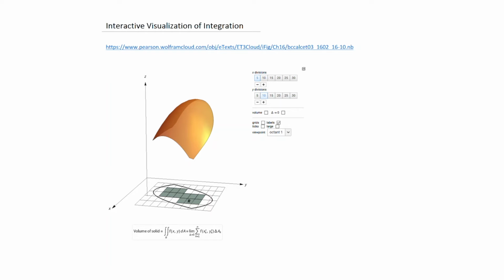Again, this is an interactive visualization that you can play with just to watch what happens.